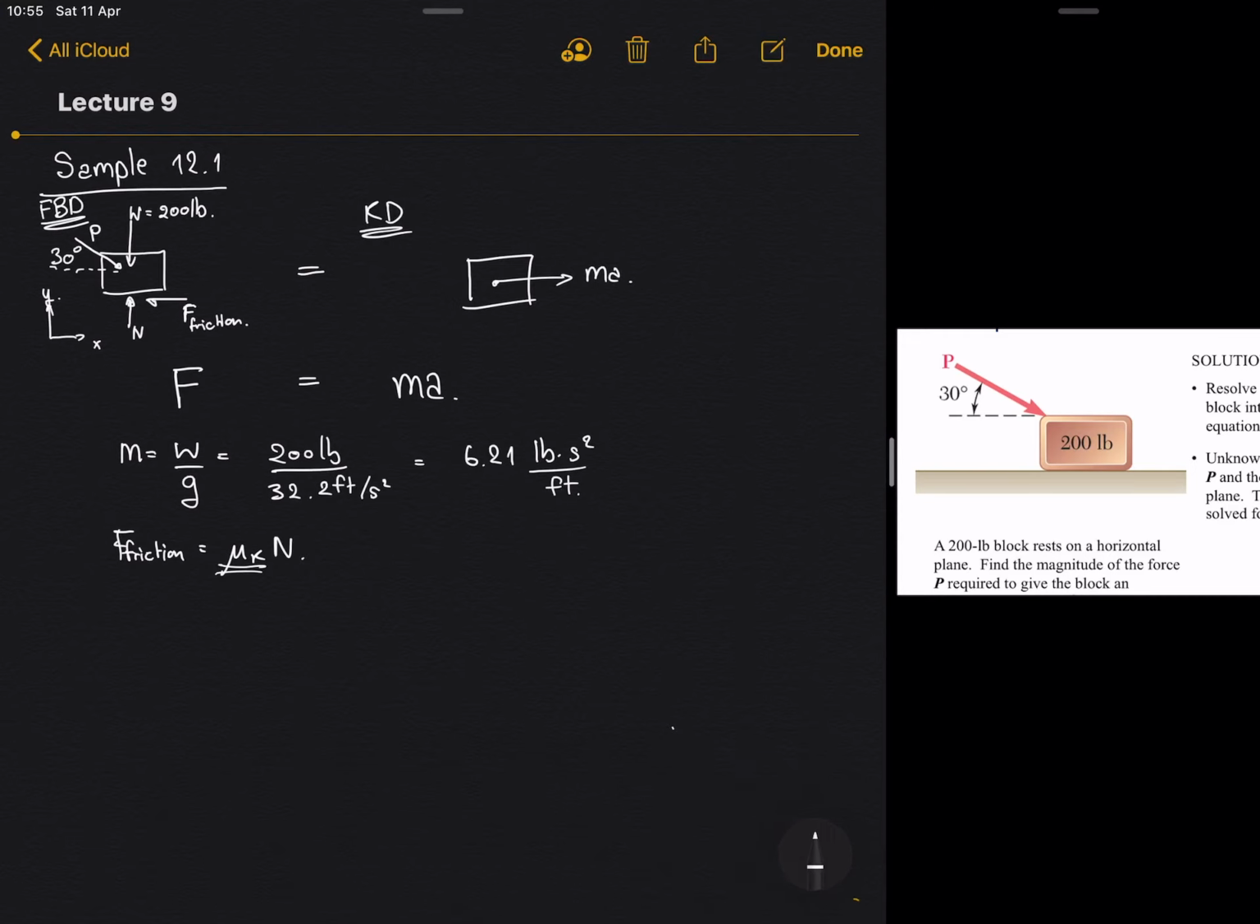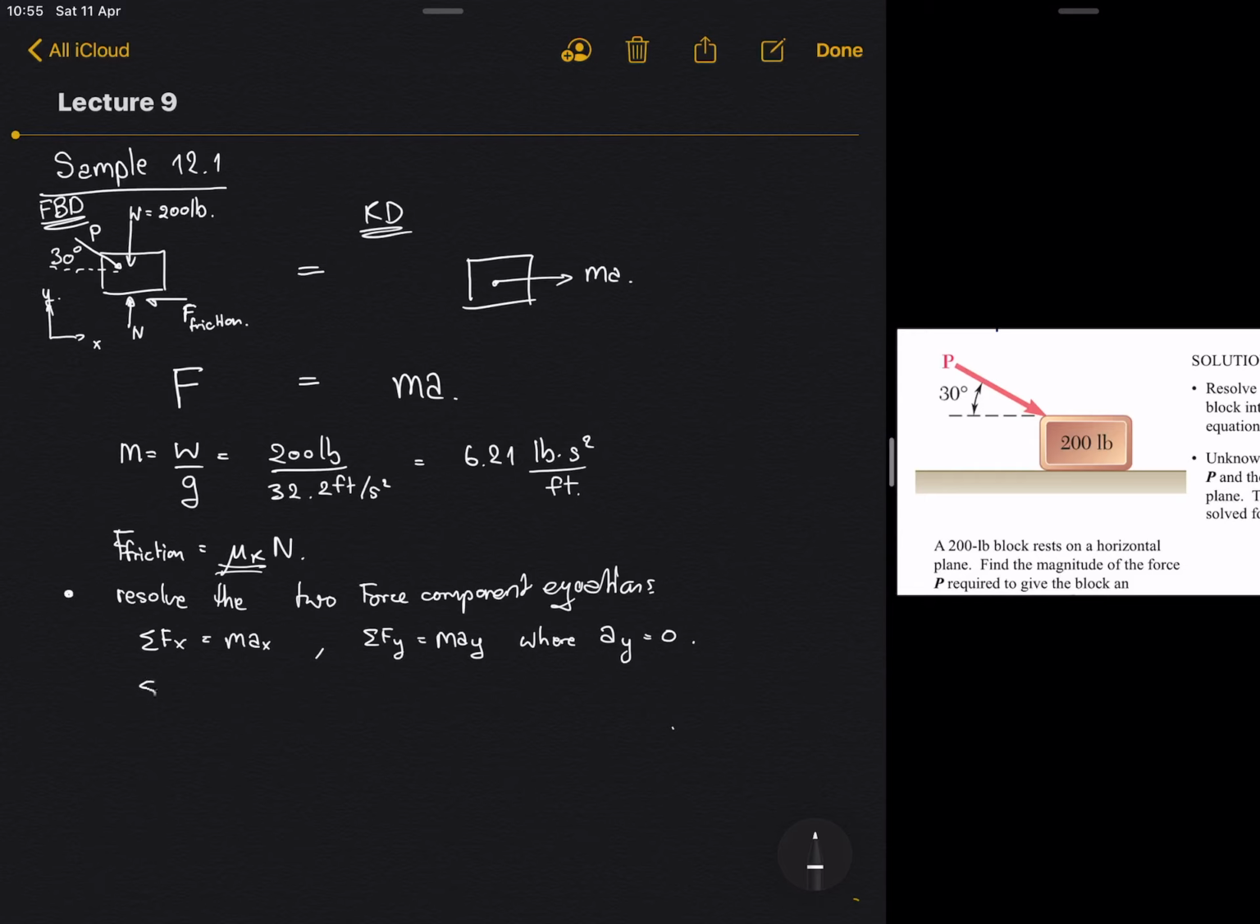Right, then first resolve the two force component equations. So first, you know already we have sigma Fx equal to m ax, and we have sigma Fy equal to m ay, where ay equal to 0. As you know, there is no movement on the y-axis.